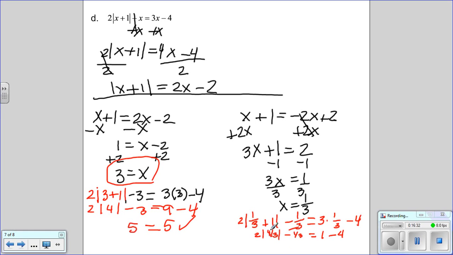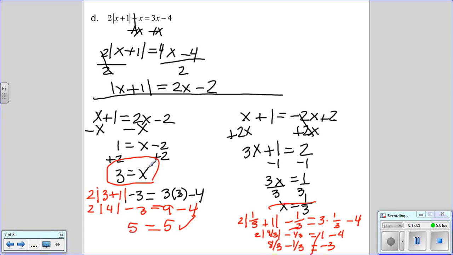Okay, now 2 times the absolute value of 4/3. That's 2 times 4/3. I get 8/3. You just have to multiply the top numbers there. Minus 1/3. And on the right side, I have 1 minus 4. That's negative 3. Now, I hope that you guys will agree with me that 8/3 minus 1/3, that's 7/3. And 7/3 does not give you negative 3. So this is not true. That means that x is not equal to 1/3. And the only solution that works in this equation is x equals 3, the one that we got over in case 1.